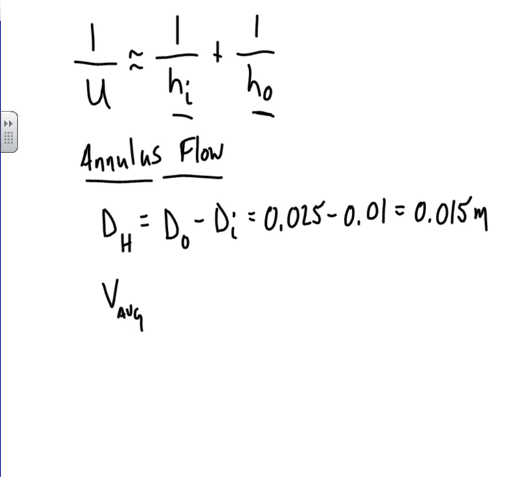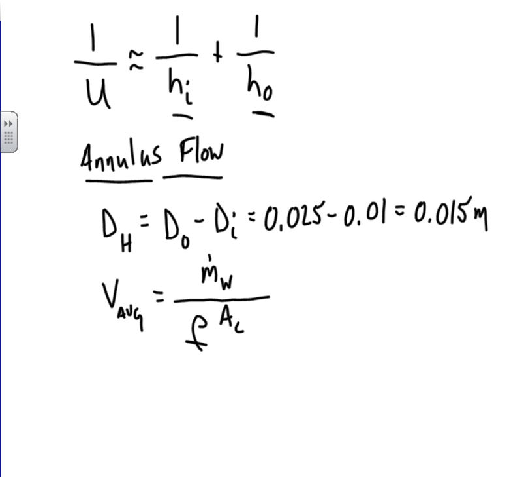Okay. Now that we have the hydraulic diameter, we're also going to need to find out what our average velocity is. Okay. So continuity equation, our mass flow rate is equal to rho times V times A. So we can rearrange continuity, and we'll get that our average velocity is going to be equal to the mass flow of the water divided by the density of the water times the cross-sectional area of that annulus.